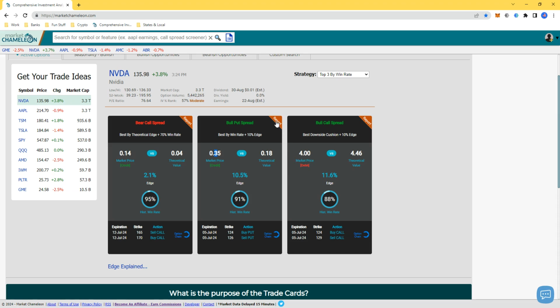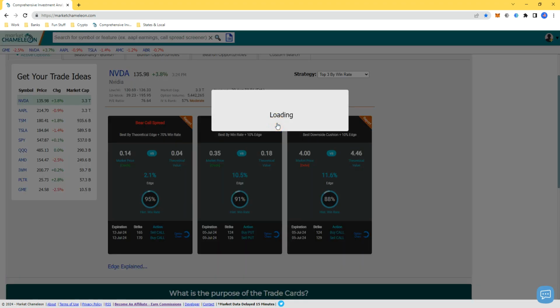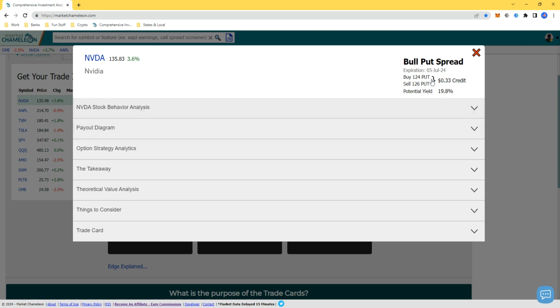And if you click on the report, you're gonna get a deeper understanding of what's going on of this specific trade. It tells you bull put spread is the name, expire July 5th. Sell the 126 put, buy the 124, collect 33, it was 35. It updates for about 20% potential yield.